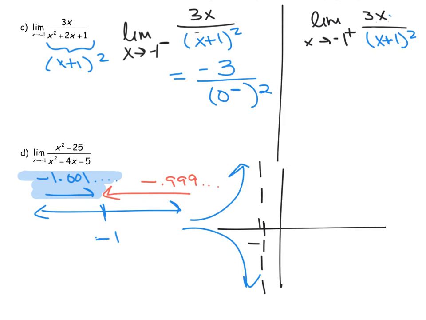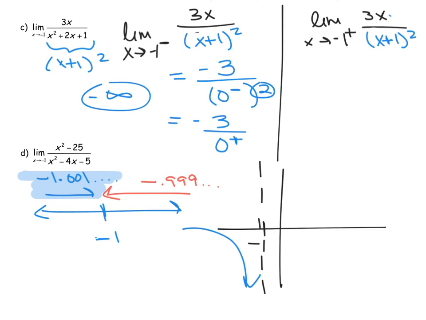We're getting really close to 0. So if I have, though, this being squared, whenever you square a negative number, it's going to end up being positive. So I have -3 divided by a positive 0 now. That's going to end up going towards -infinity. So I'm looking at this bottom portion. As I approach -1 from the left, this is what my graph looks like. It wasn't that other one.